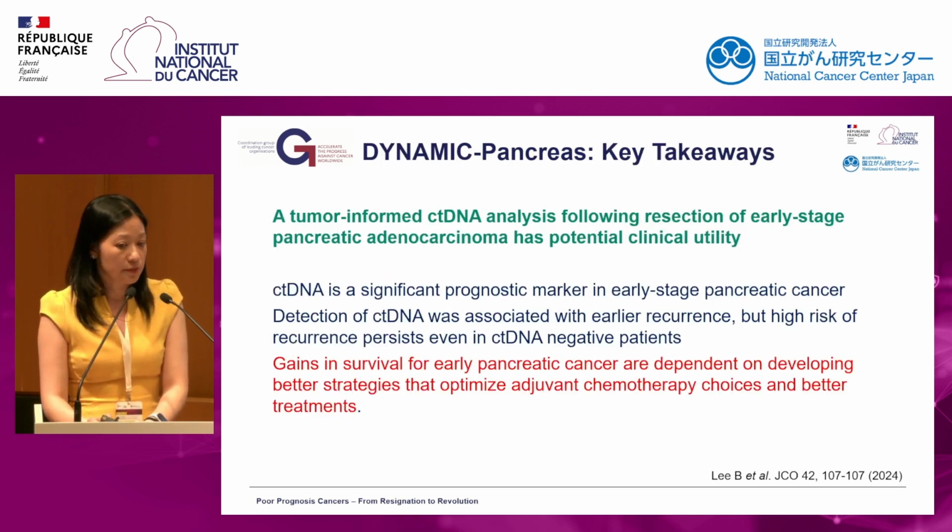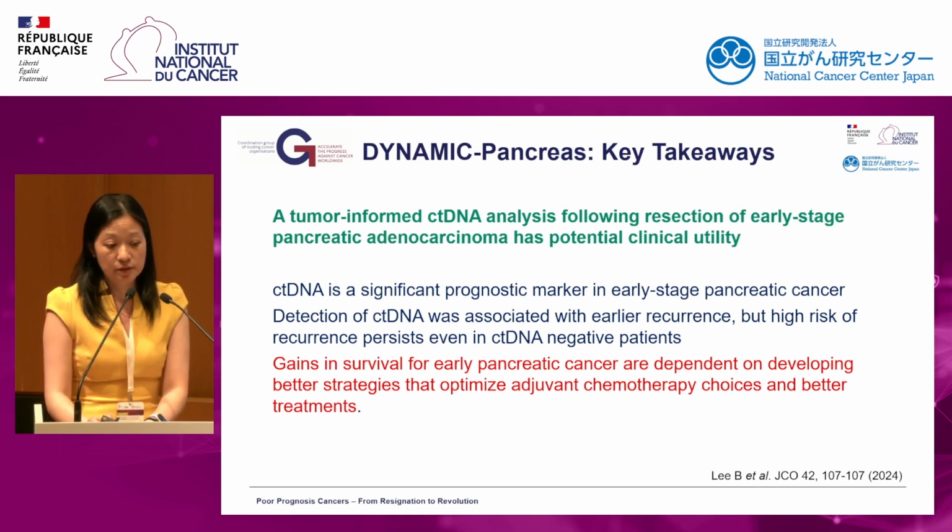So what were the learnings from DYNAMIC-Pancreas? We can confirm that a tumor-informed ctDNA analysis following resection of early-stage pancreatic cancer has potential clinical utility. ctDNA is a significant prognostic marker in early-stage pancreatic cancer. Detection of ctDNA was associated with early recurrence, but high risk of recurrence persists even in our ctDNA negative patients. Gains in survival for early-stage pancreatic cancer are dependent on developing better strategies for optimizing adjuvant chemotherapy choices and better treatments.